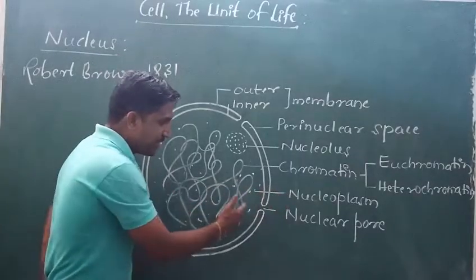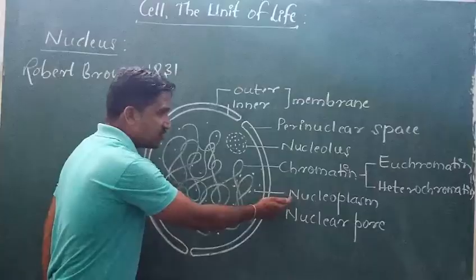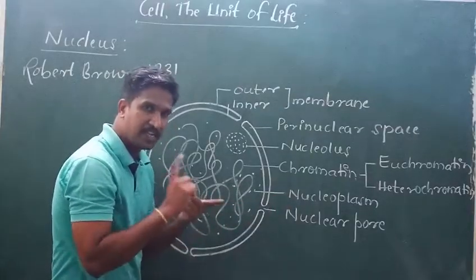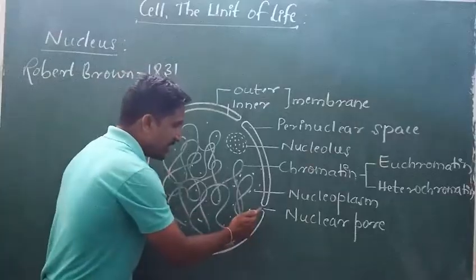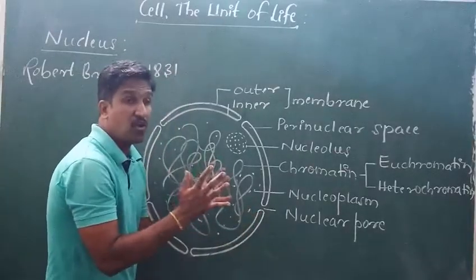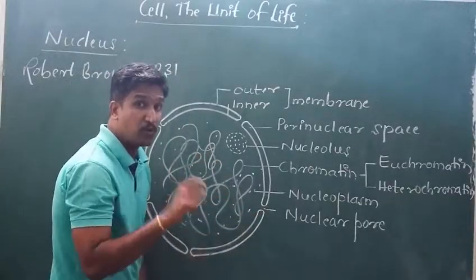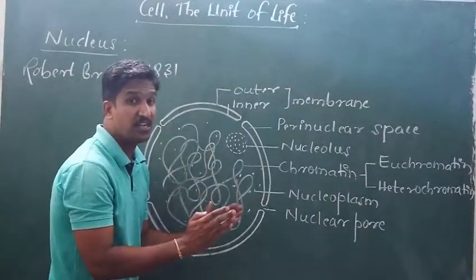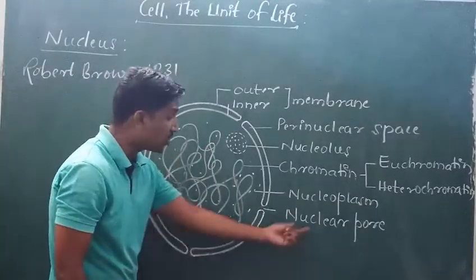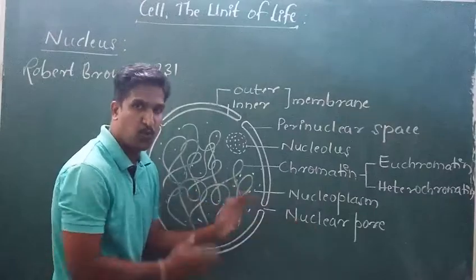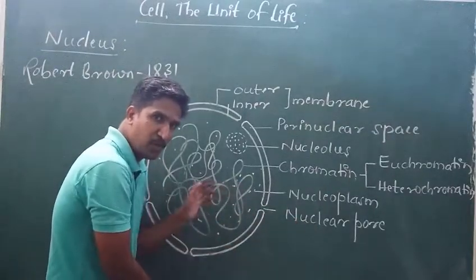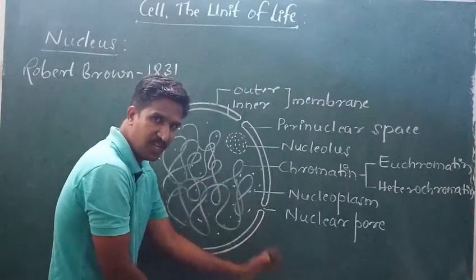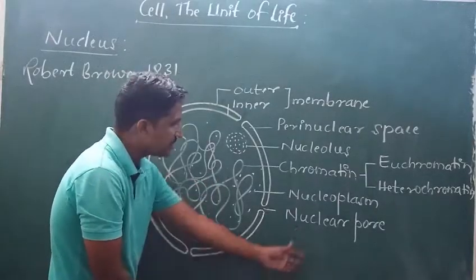Then next comes nucleoplasm. The fluid-like material present inside the nucleus is called nucleoplasm, and it contains proteins, minerals and nutrients. Then octagonal shaped pores are present, about 1000 in number per nucleus, called nuclear pores, through which exchange of material takes place from cytoplasm to nucleoplasm and from nucleoplasm to cytoplasm.